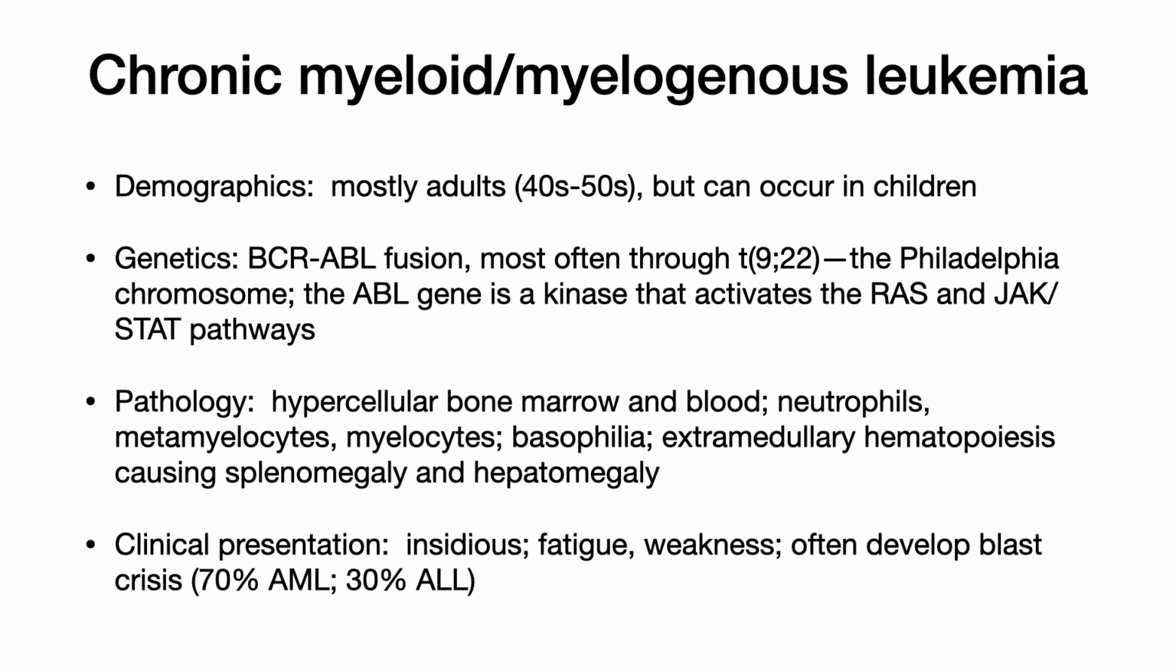And then it presents, so it's chronic, so it's kind of slower, and so it's more insidious. It takes a while for the patient probably to come in. They oftentimes have fatigue, weakness, and then they can develop a blast crisis. Now, the interesting thing about it is 70% of those are AML, but 30% are ALL. So what it says is that the chronic myelogenous leukemia, even though it's myeloid, most likely comes from a multipotent stem cell that still has the ability to go along the lymphoid line, and that's the way you get an ALL as the blast crisis.